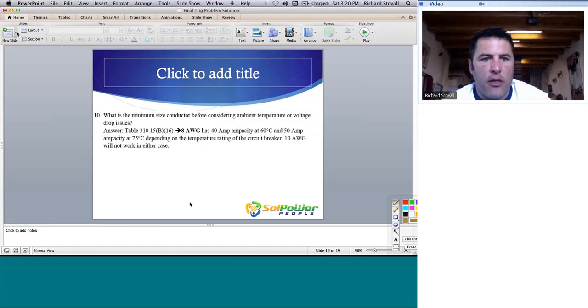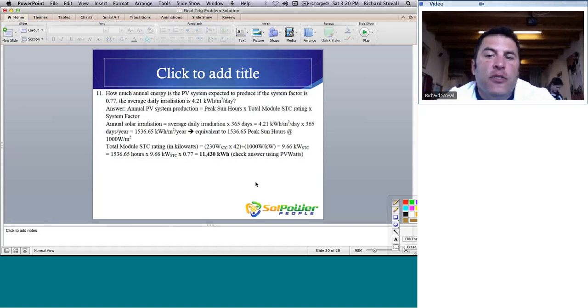All right. And the next one. How much annual energy is the PV system expected to produce if the system factor is 0.77 and the daily average radiation is 4.21 peak sun hours per day? This one's pretty straightforward. I don't see much that we need to do for correction here. We've got 4.21 peak sun hours times 365 days, which means we're going to get 1,536 peak sun hours per year. That's 1,536 hours per year where the sun is shining at the equivalent of 1,000 watts per square meter.